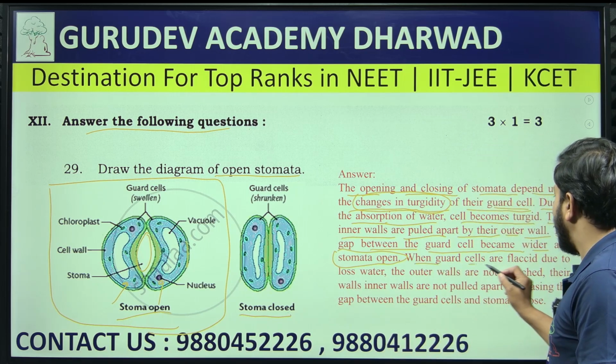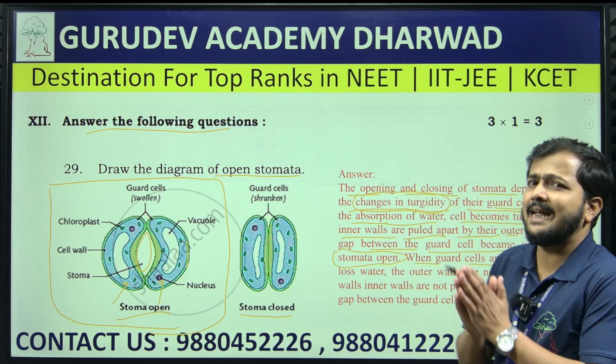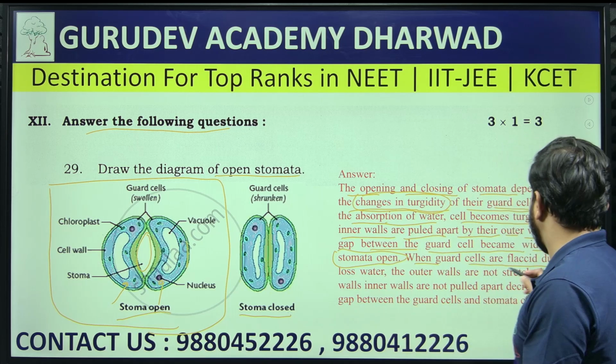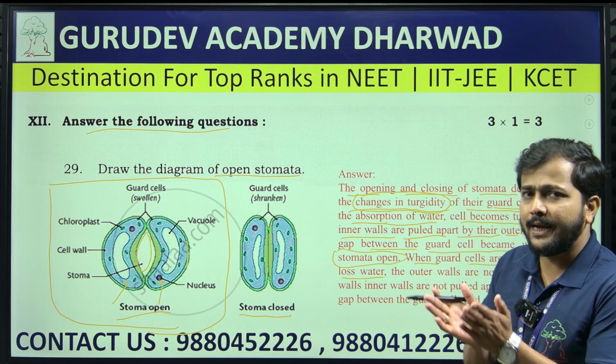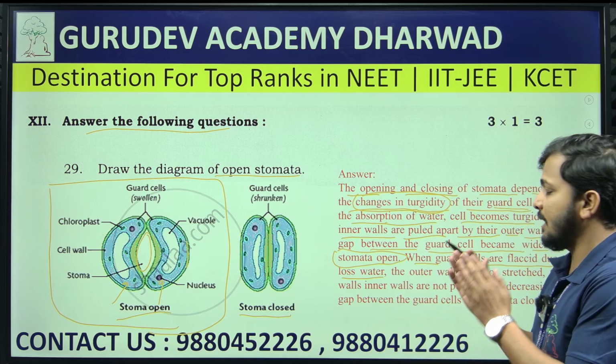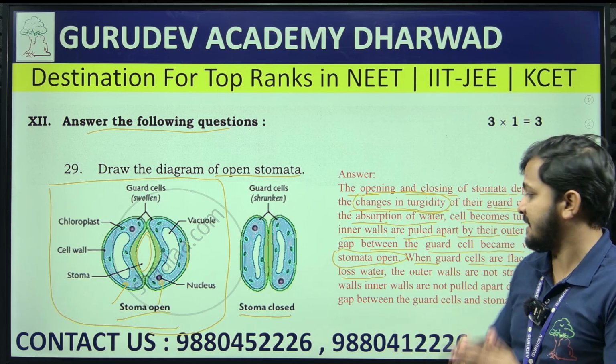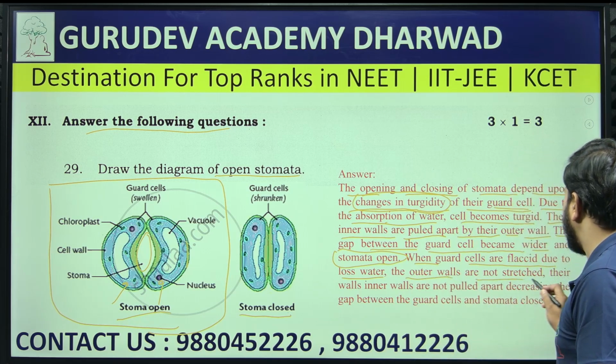So when guard cells are flaccid, consider that there is no water. We call it flaccid due to the loss of water. When there is no water, during that period the cell is going to be flaccid. The outer walls are not stretched.